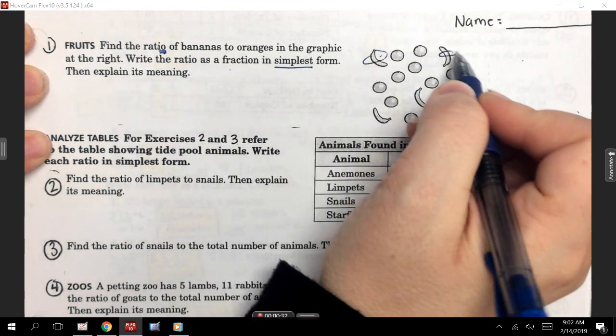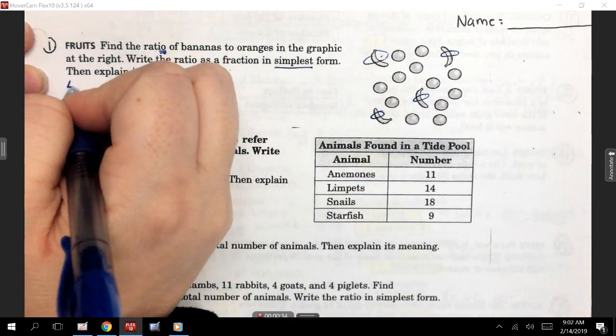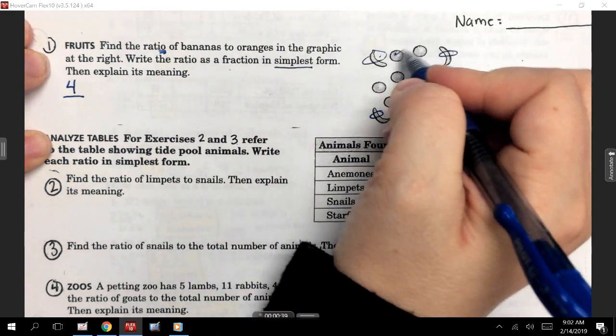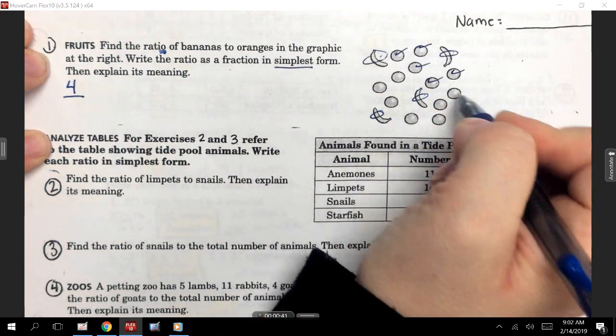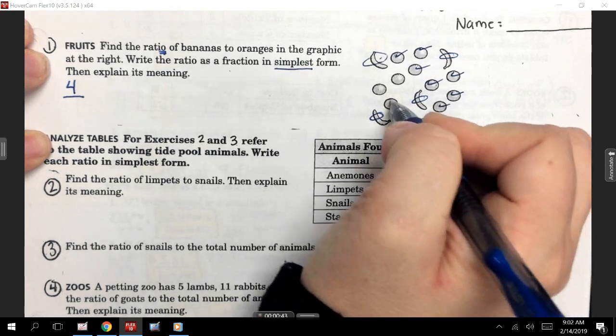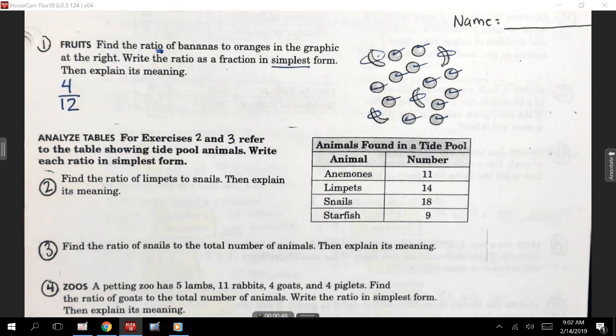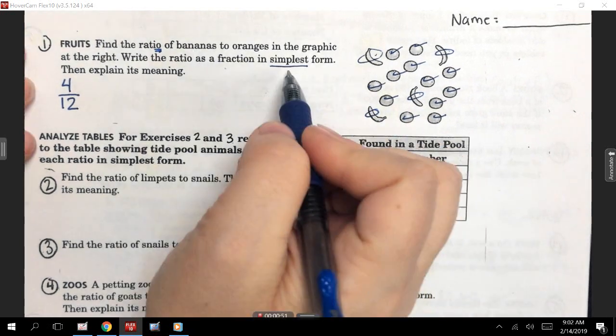So there's 1 banana, 2 banana, 3 banana, 4. So I get 4 on top of, then it says oranges, so I'm going to do my oranges next. 1, 2, 3, 4, 5, 6, 7, 8, 9, 10, 11, 12. I like to check them or mark them so I know that I counted it, especially if I'm looking at a picture.